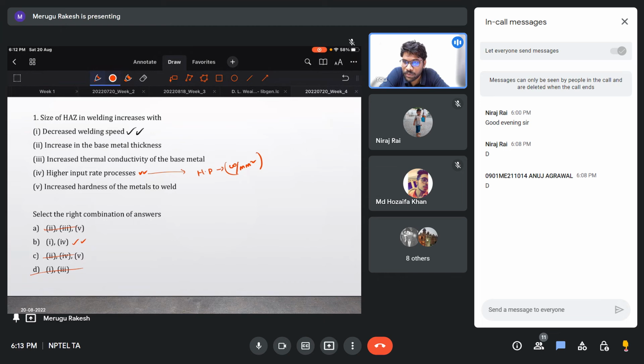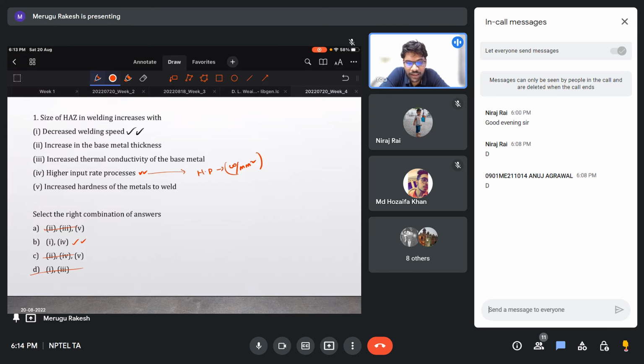We can see the other options as well. In the third option, increase thermal conductivity of the base metal: if thermal conductivity is increased, there may be no melting at all, because all the heat input you are giving is already taken away by heat transfer to the surroundings. And option 5, increase hardness of the metal to weld: it doesn't matter if the hardness is increased, it is actually very easy to melt. It is not related to our heat affected zone topic. So the correct options are 1 and 4, which is option B.